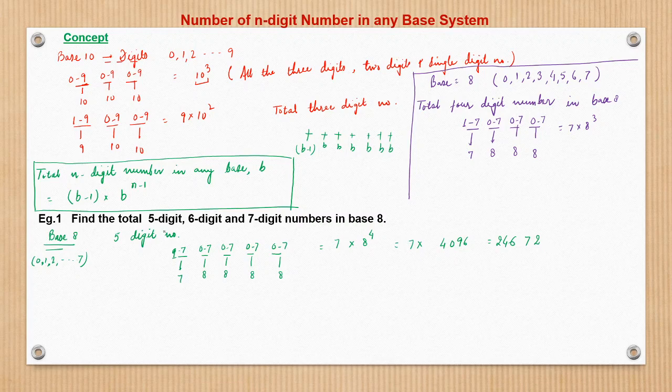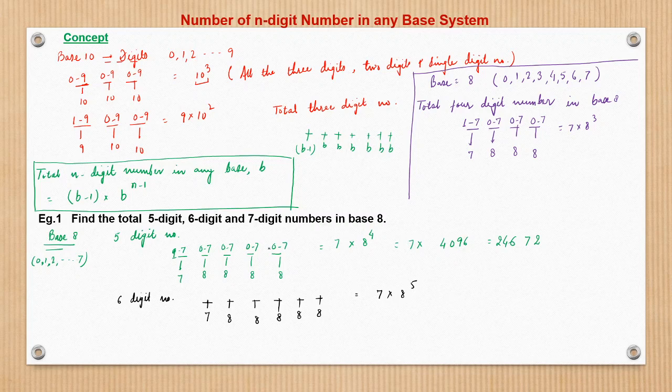Now the second thing we'll see, that is the 6 digit number. For a 6 digit number, it is like 1 2 3 4 5 6, right? So this place will take 7 values, and the others will take all the 8 values. This we have seen, so this is now 7 into 8 raised to power 5. This we can do, I will not do the calculation.